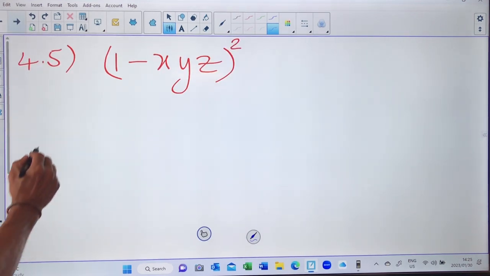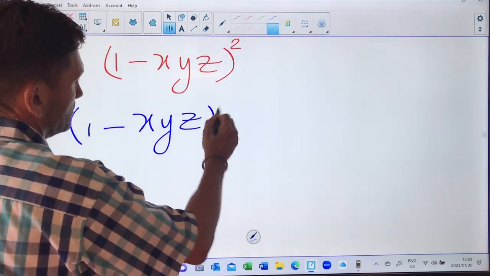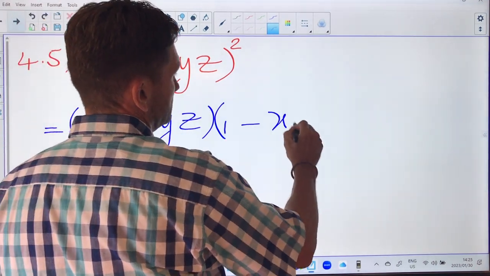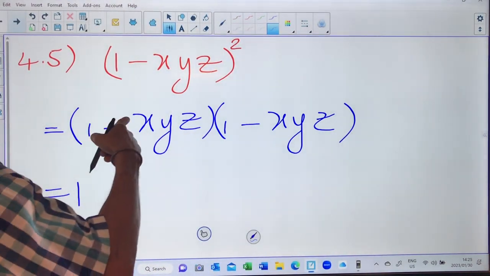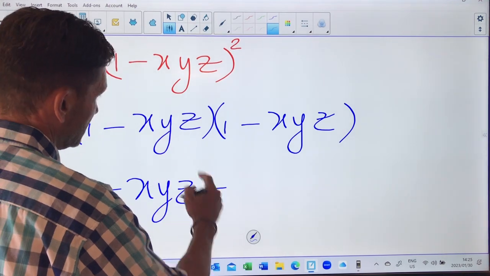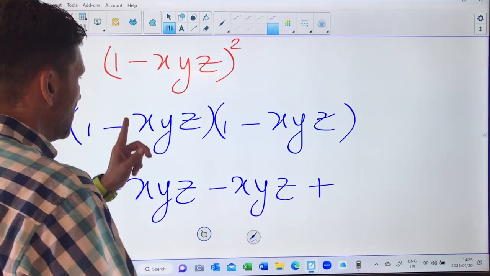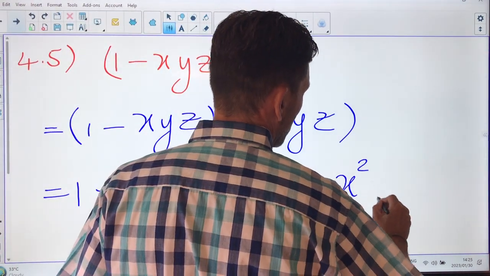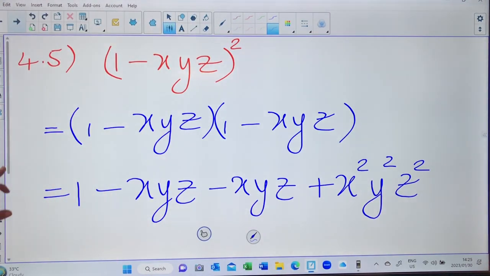The same with this one. We're going to write the brackets out. 1 times 1 is 1. 1 times that is minus xyz, minus xyz, plus x times x, x squared, y times y, y squared, z times z, z squared.